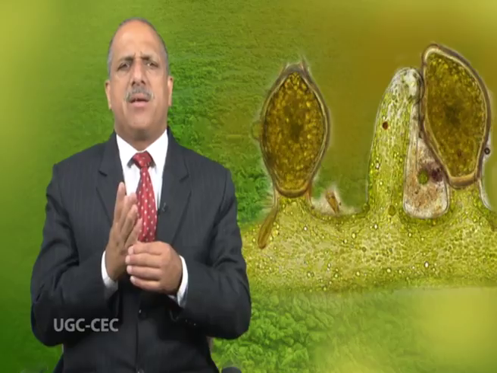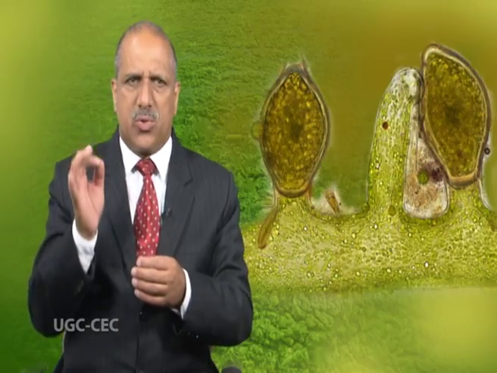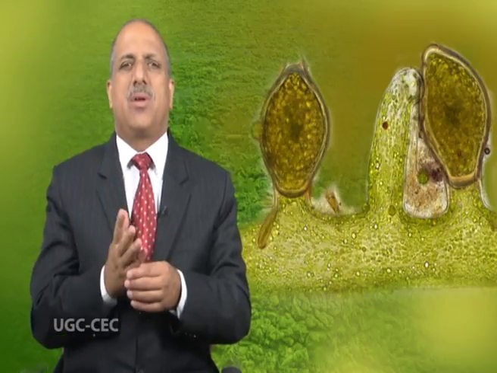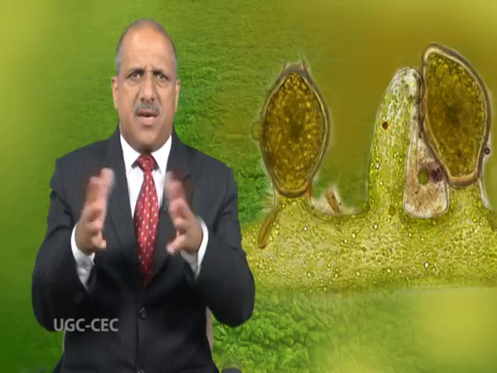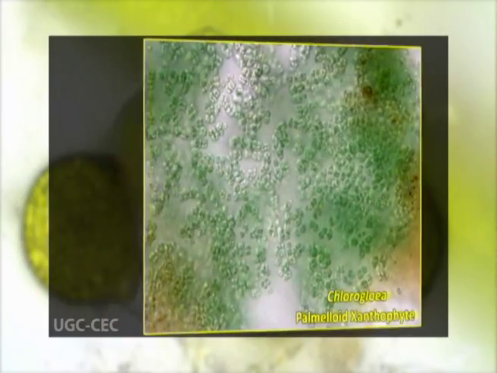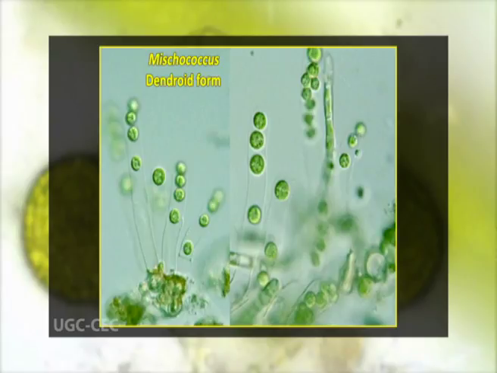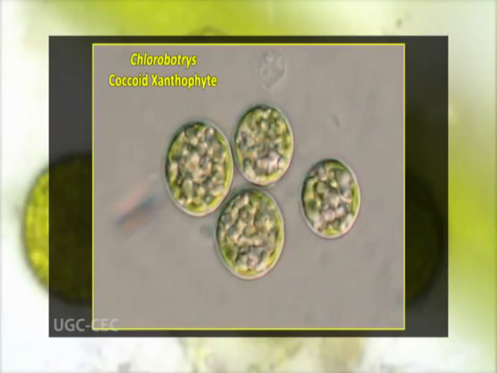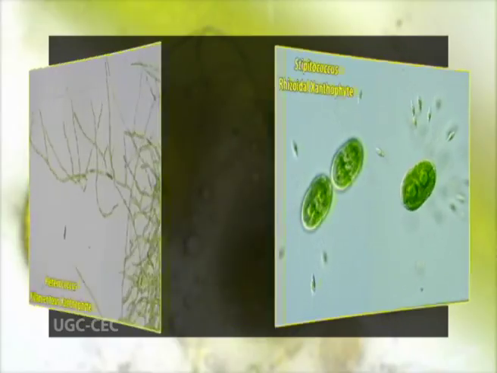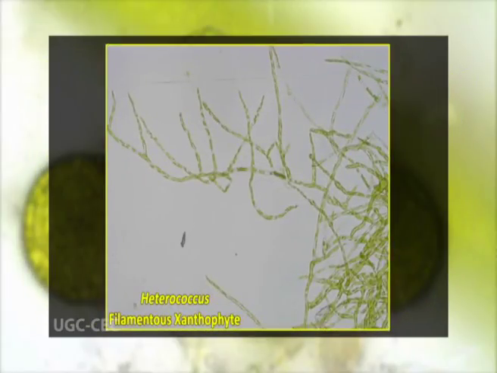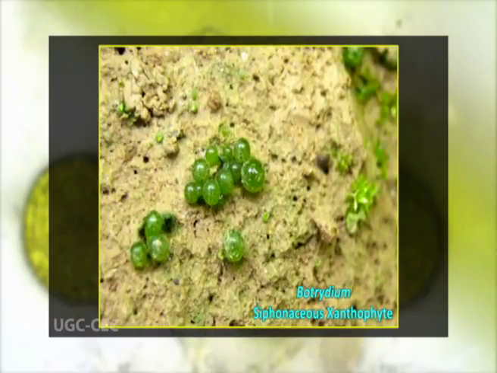Second important character, the plant body is unicellular or multicellular. Multicellular bodies are also organized in different ways. Some are palmelloid, dendroid, coccoid or rhizoidal. Some are filamentous and some siphonaceous.